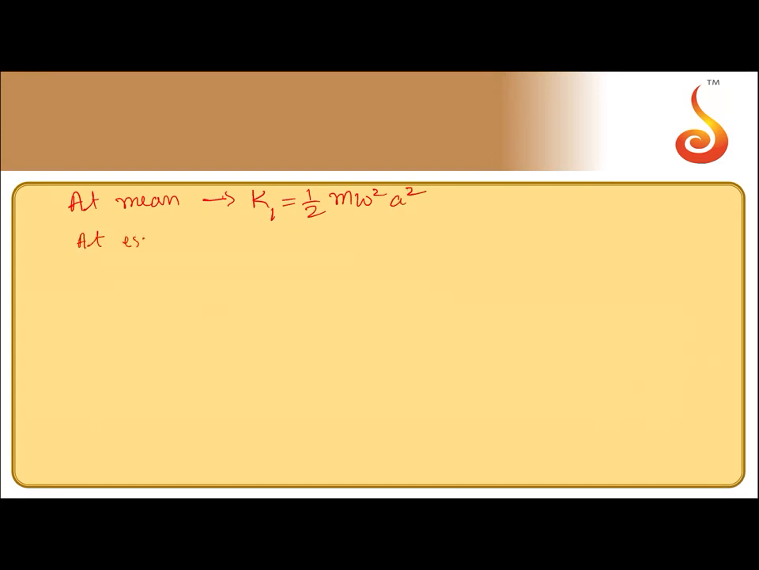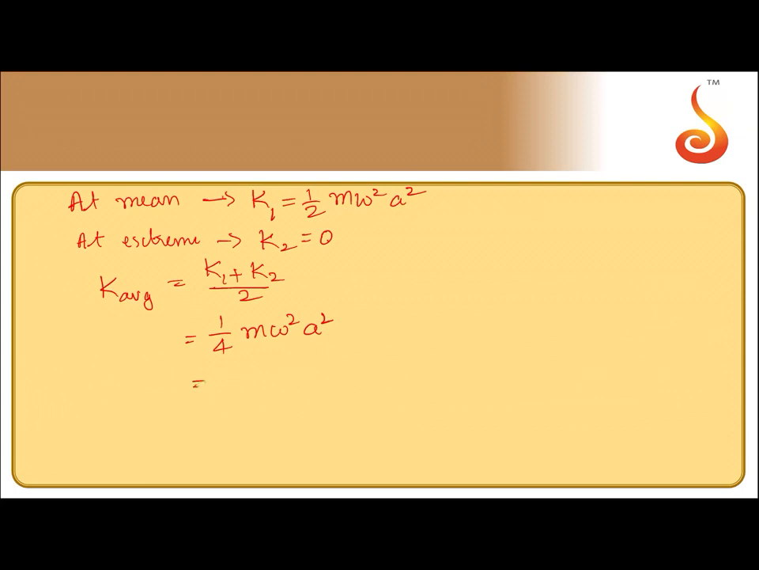At extreme, kinetic energy is 0. So average kinetic energy should be k1 plus k2 divided by 2. So that will be equal to 1 by 4 m omega square a square. But this option is not there.